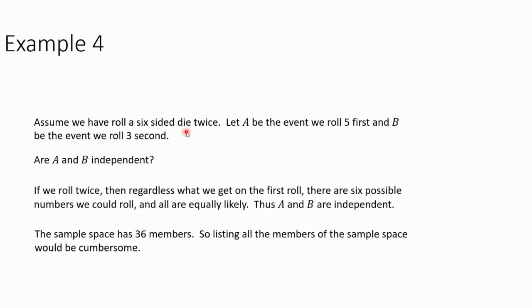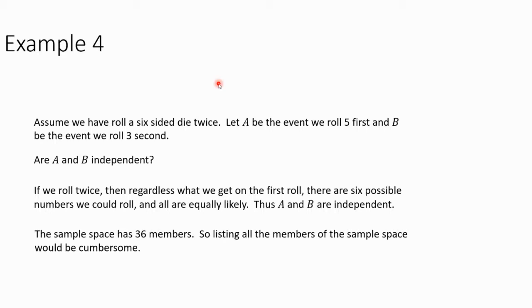So here we have another example, okay? Let's suppose now we're going to roll a 6-sided die twice. We roll it, note the number, then we roll it again. Now, we're going to let A be the event that on the first roll we got a 5, and B is the event that we get a 3 on the second roll. Now, are A and B independent?